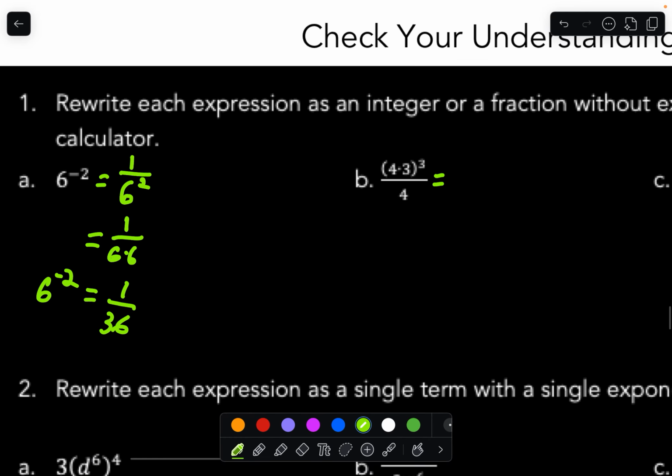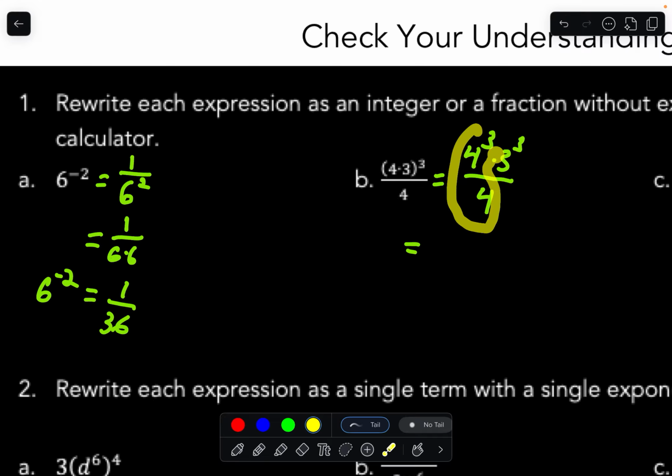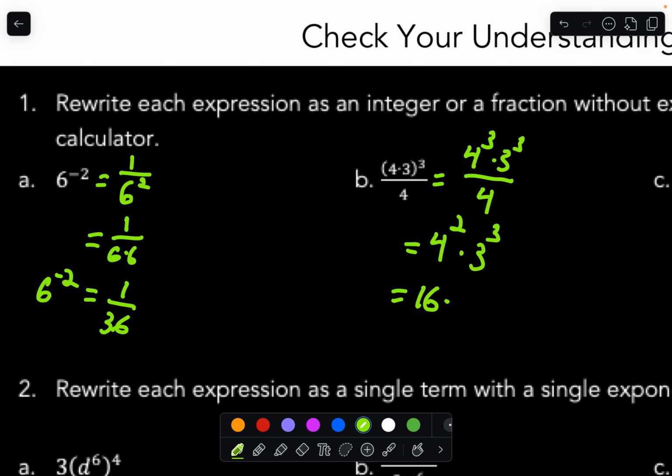Now, in this case, you have 4 times 3 raised to the third power. Distribute the exponent to each. This equals 4 to the third over 4 to the first. When you divide powers, you subtract the exponent. So that becomes 4 squared times 3 to the third. 4 squared is 16, 3 to the third is 27, and then you just multiply 16 and 27 together.